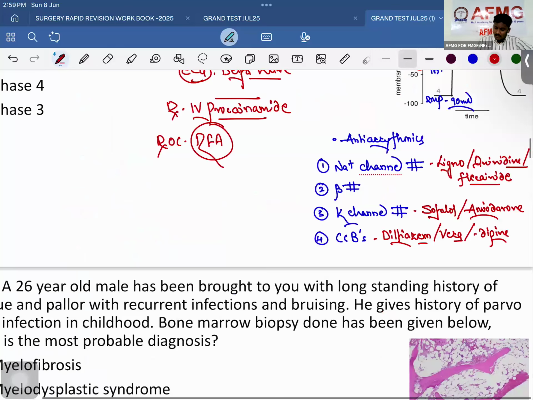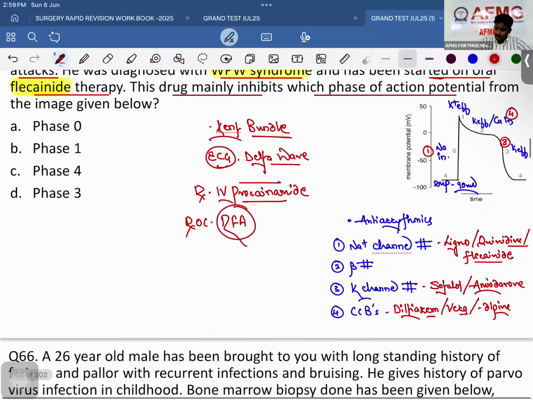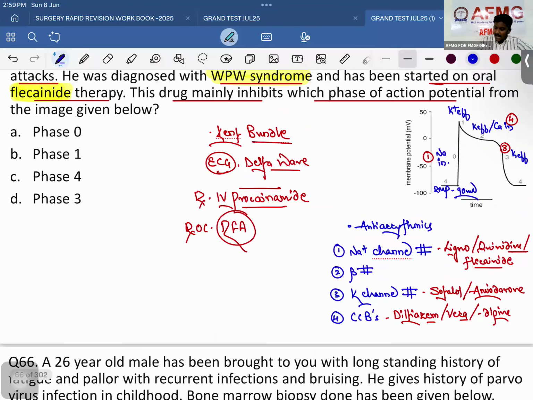Okay, let's go. So now tell me, flecainide is a sodium channel blocker, we know. So it will act on which phase? Phase 0 of the action potential. The answer has to be option A.